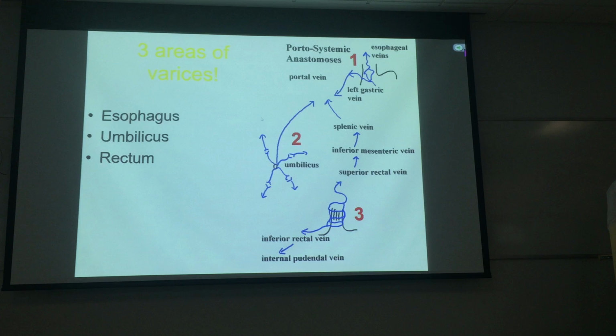And I would know the three areas that are varices: esophageal, umbilical, rectal. So basically what that meant was if you get this backed up in the portal vein, it causes these different things to occur in the body, because if blood can't flow through the portal vein like it should, bad things happen.